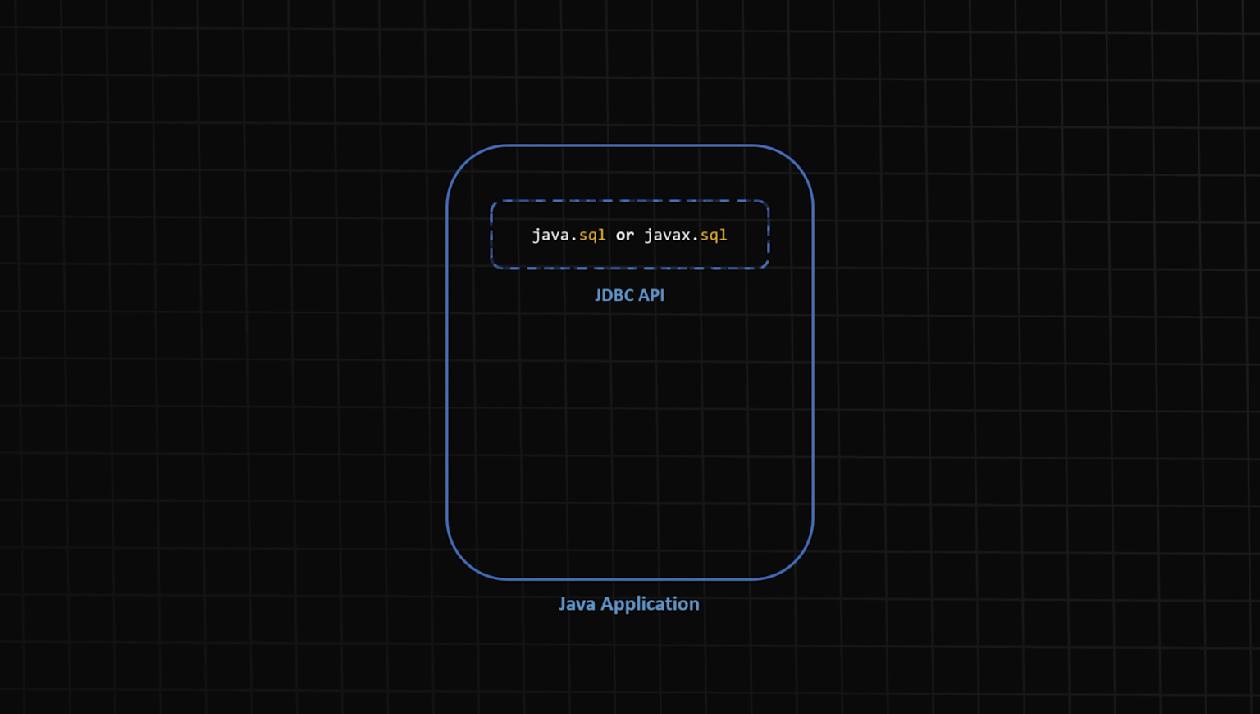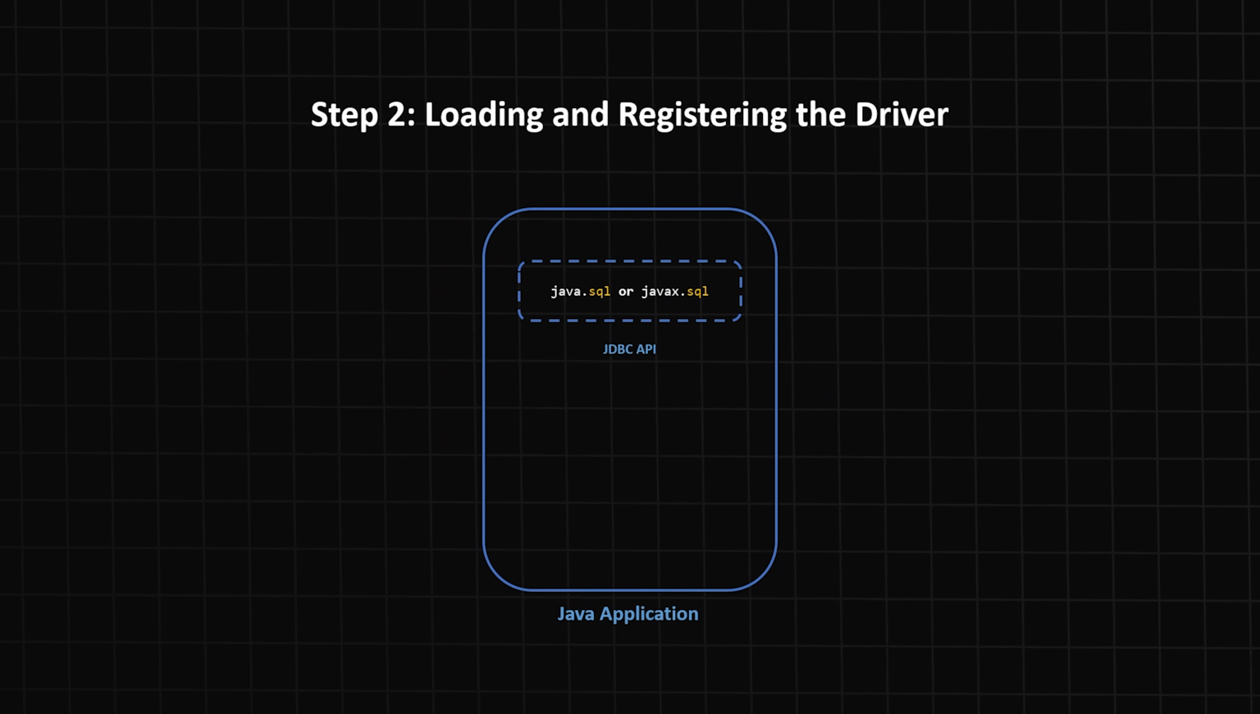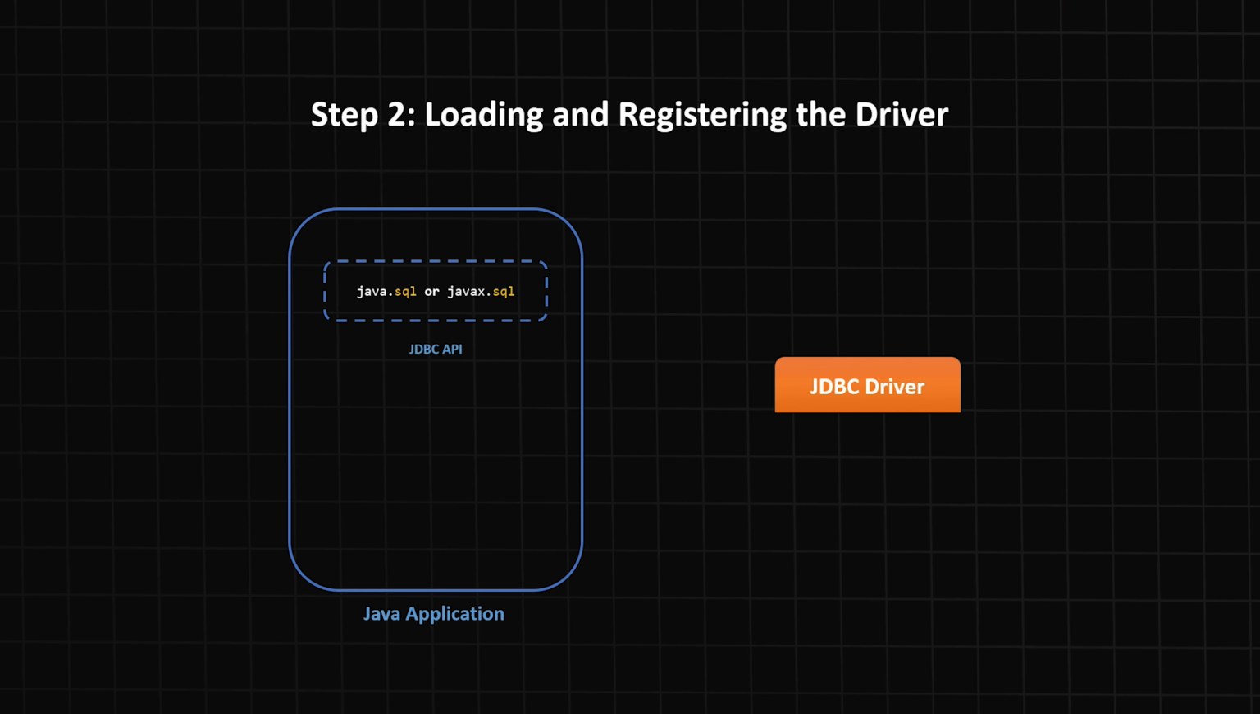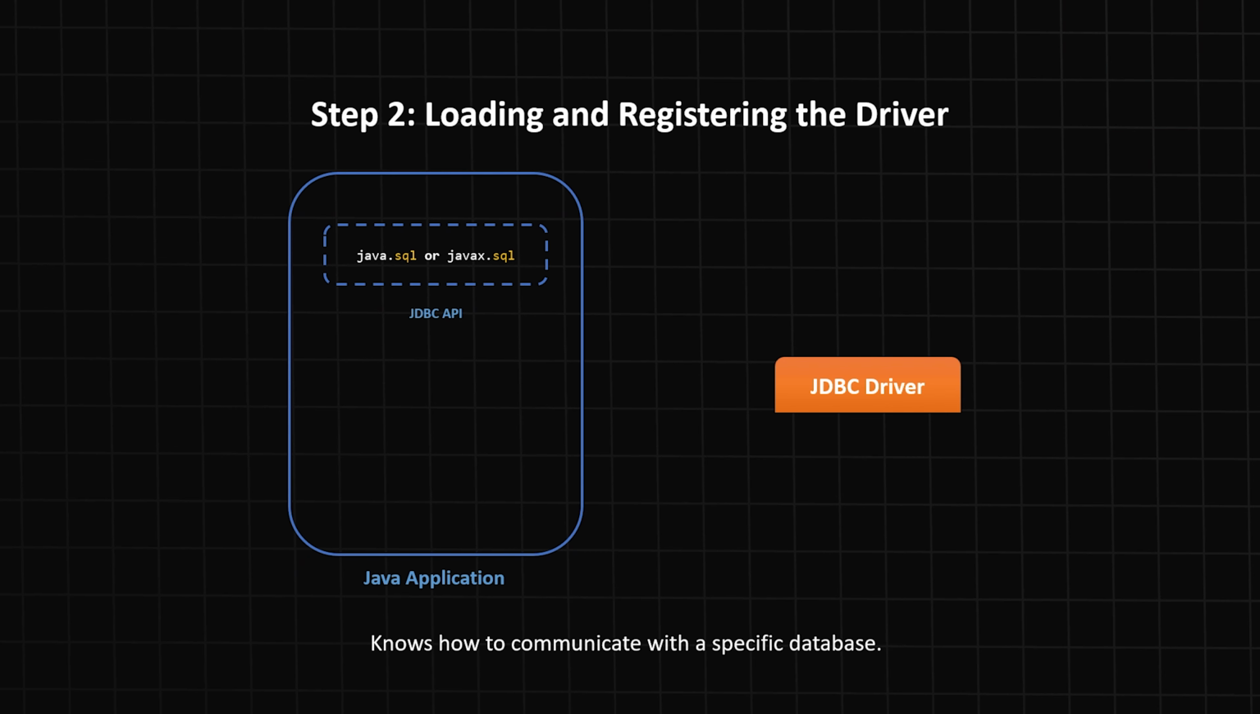Then the second step is loading and registering the JDBC driver. We have already seen the working of these drivers in the previous videos, right? So a JDBC driver is nothing but a software component that knows how to communicate with a specific database. In the JDBC driver, all the implementations of the JDBC API are present. Now JDBC drivers are database specific. It means all the database vendors have their own JDBC driver.